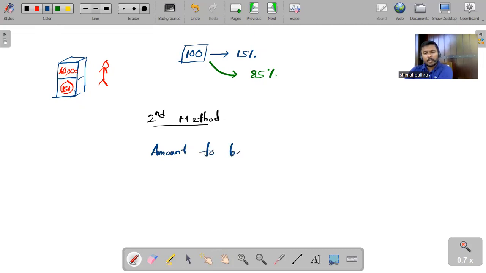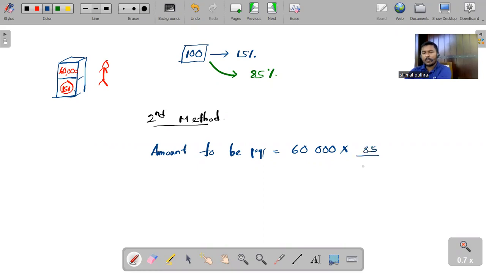The amount has to be paid. It's mentioned that it is 60,000, but I have to pay 85%. Why? He will give me a 15% discount. That means I should pay 85%. From the 60,000, I just find 85%.